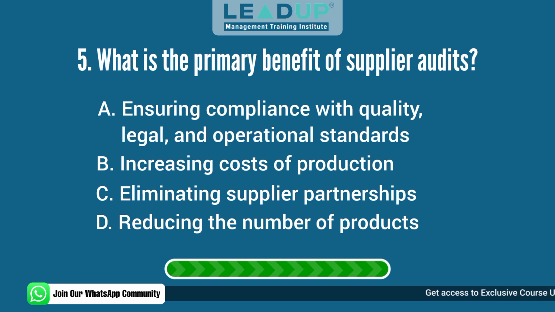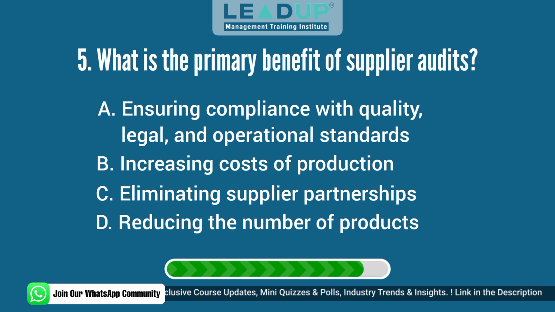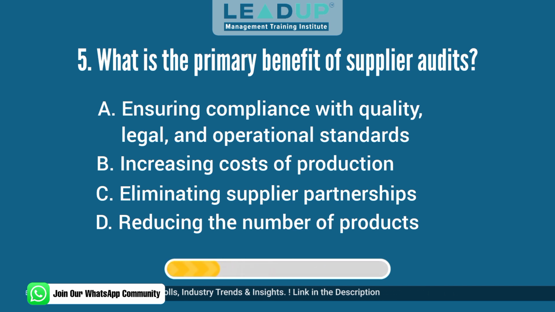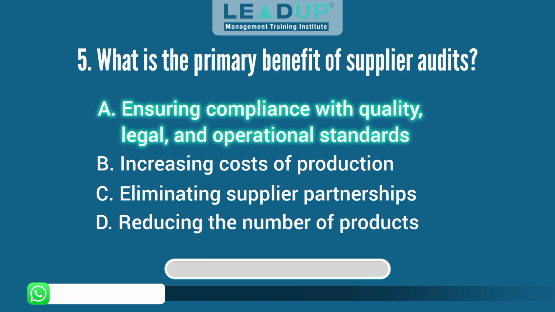A. Ensuring compliance with quality, legal, and operational standards. B. Increasing costs of production. C. Eliminating supplier partnerships. And D. Reducing the number of products. Answer: ensuring compliance with quality, legal, and operational standards.